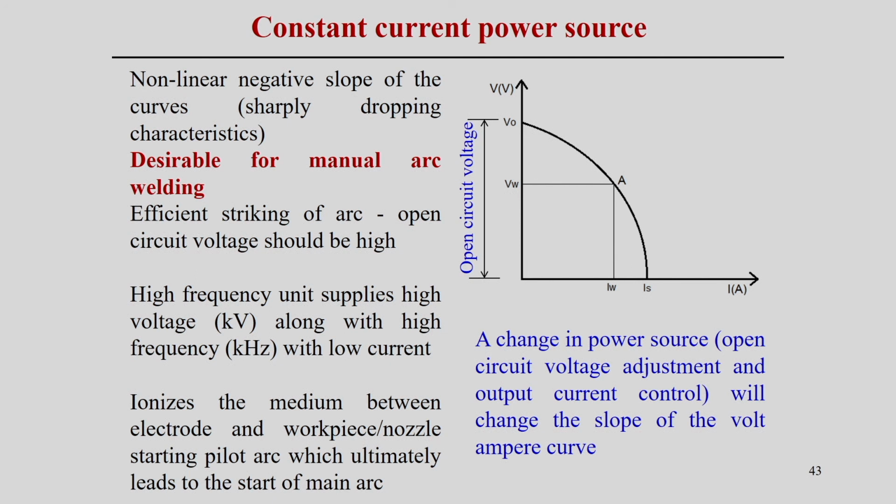But for efficient striking of the arc, the open circuit voltage should be very high. In the manual arc welding process, to create the arc we strike the electrode on the surface and then maintain the gap. For this purpose, efficient striking of the arc needs a very high open circuit voltage. A high frequency unit supplies the high voltage along with the high frequency with low current. This kind of power characteristic is desirable in the constant current power source. It ionizes the medium between the electrode and the workpiece nozzle and starts a pilot arc, which ultimately leads to the start of the main arc.